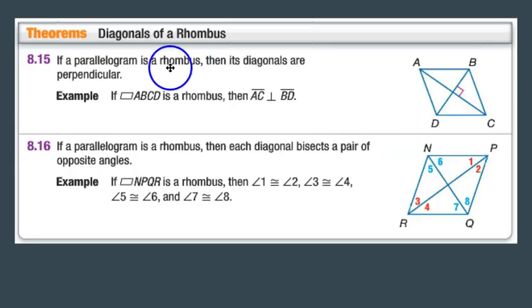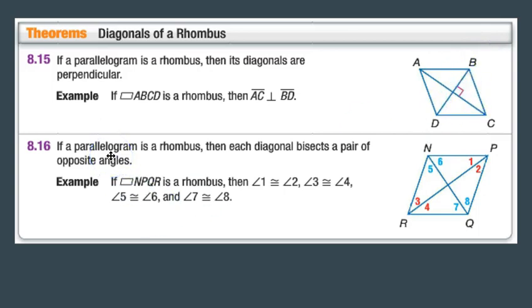With that, the theorems that we were talking about: if a parallelogram is a rhombus, then the diagonals are perpendicular. Remember, when we're talking about perpendicular, we're saying that the angles make up that 90 degrees, which in this case they do, because when AC is perpendicular with BD, that makes 90 degrees.